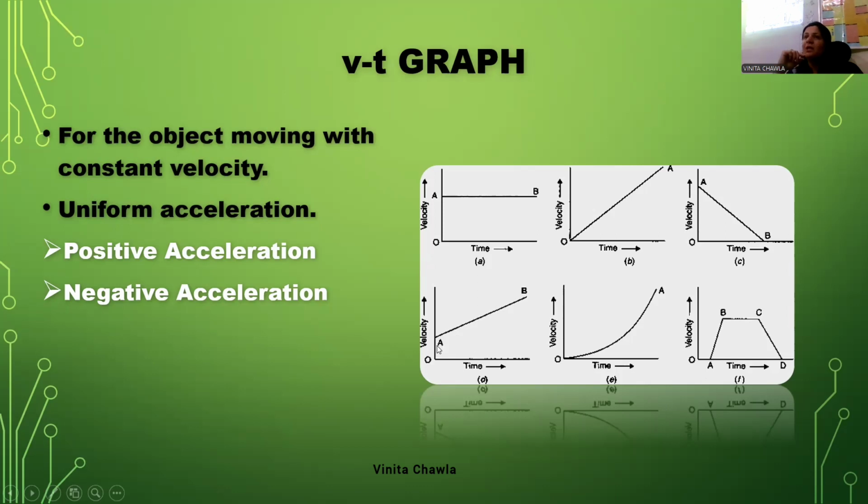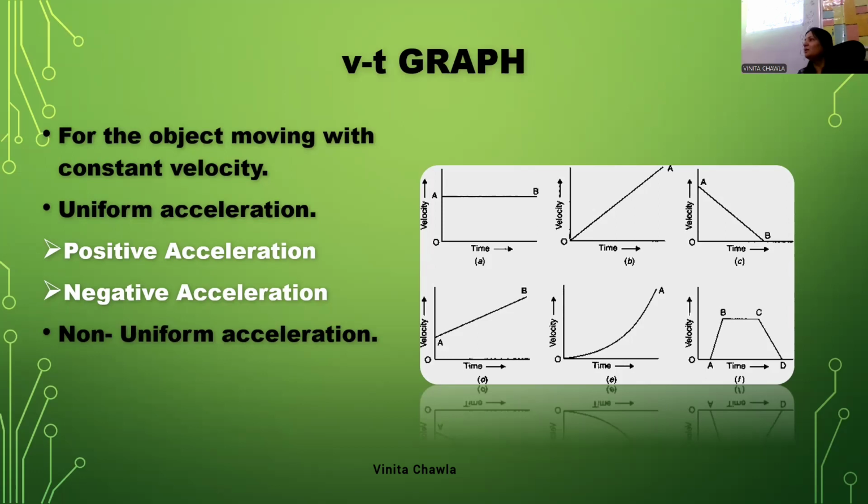And it is uniformly accelerating. Again, we have positive acceleration only. B and D look similar. The only difference is that in B, the object is at rest initially, and in D, the object is initially moving with some velocity. But in both cases, we have positive acceleration and the acceleration is uniform. Next is non-uniform acceleration, E.